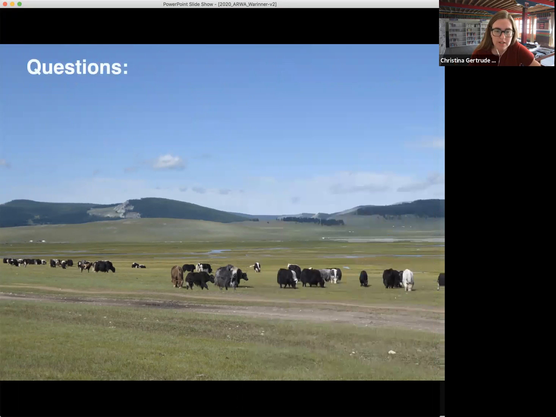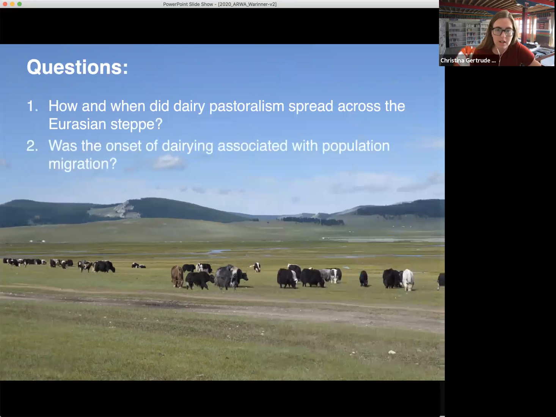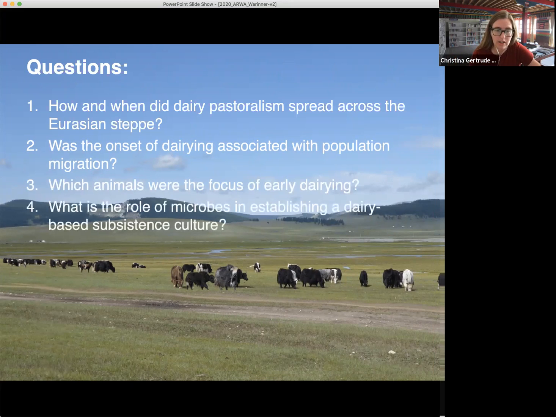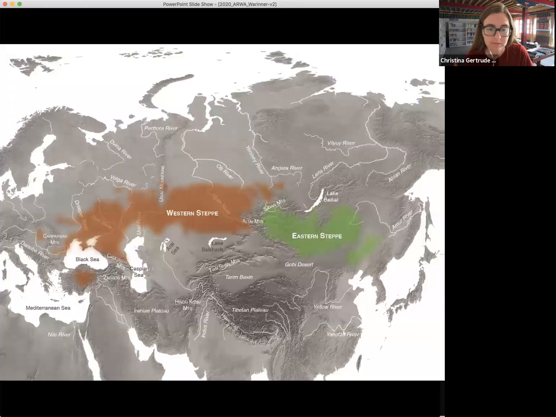But we have a lot of questions about the prehistory of this. How and when did dairy pastoralism spread across the Eurasian steppe? And was it associated with migration? How did it spread? Who brought it there, and in what way? Which animals were the focus of this early dairying? And how are microbes connected to this? These are some of the questions that were really driving our research, and we turned to the archaeological record to try to understand it.